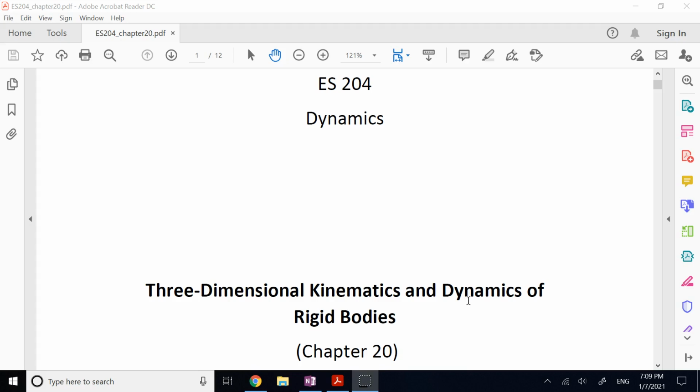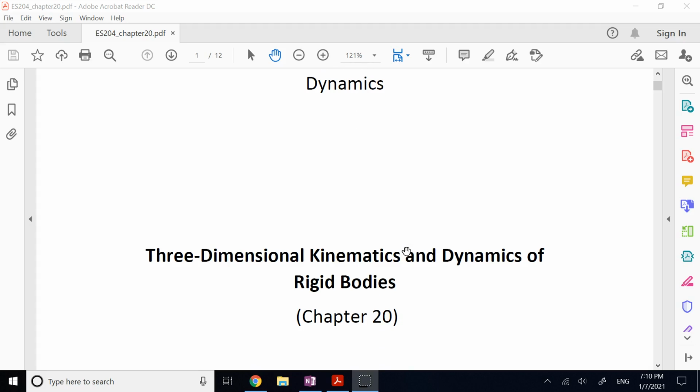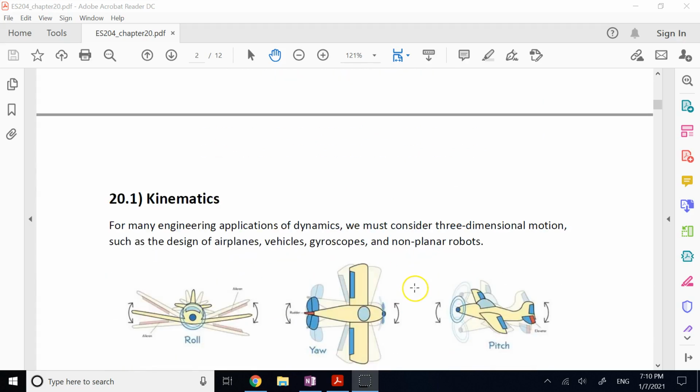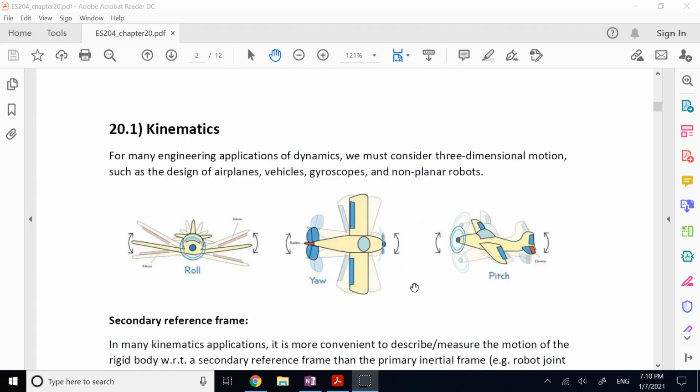Otherwise, this can serve as a reference for you if you are interested in knowing how to find the equations of motion and the kinematics equations of rigid bodies in 3D. And this is chapter 20 of your textbook. So far all we have seen is 2D.